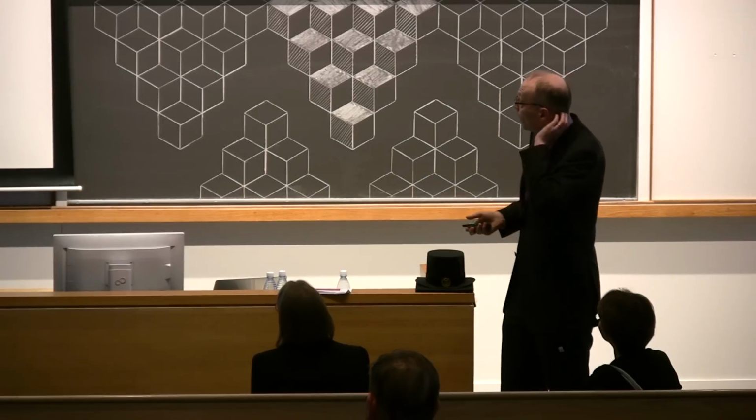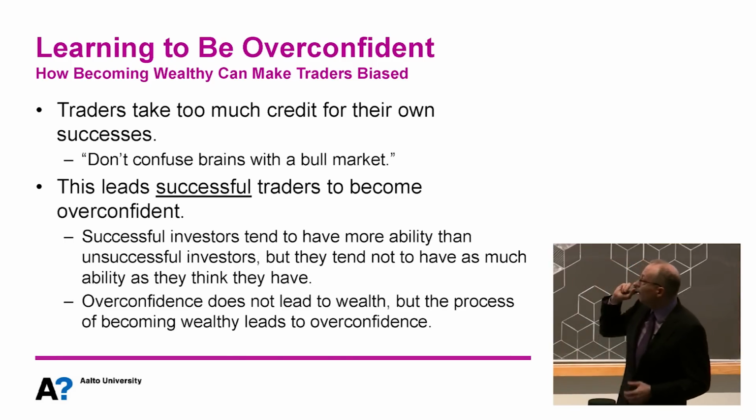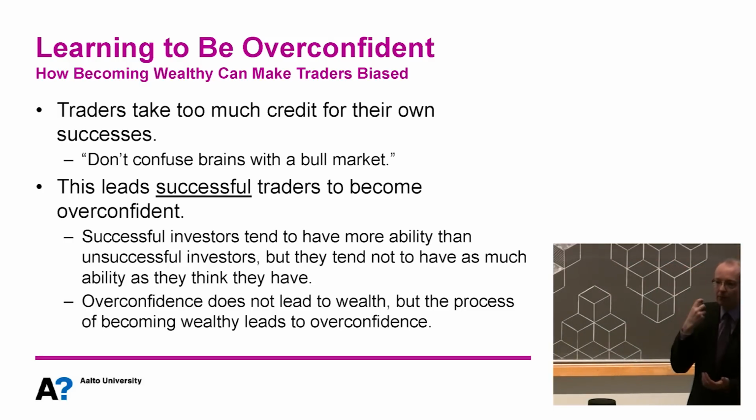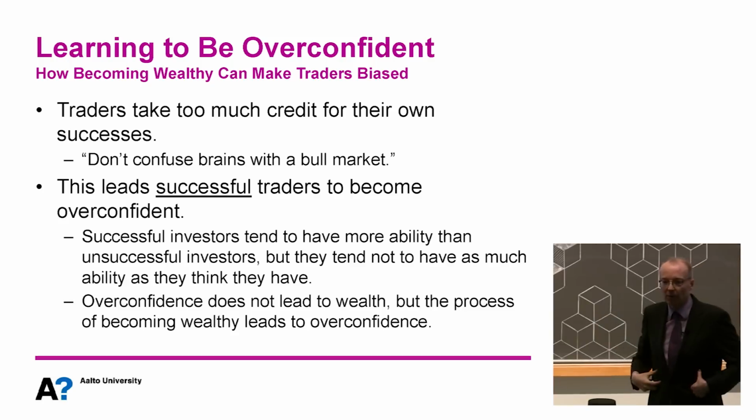Now, overconfidence is not a stable trait. It actually can change over time. So here's an example of that. People can actually learn to become overconfident. And the interesting thing here is that it's not just some people who accidentally become overconfident, but rather there's some systematic patterns here. And the systematic pattern comes from the wealth generation process. So if you are really lucky with your investments, then people often tend to attribute much of their success to their own ability.